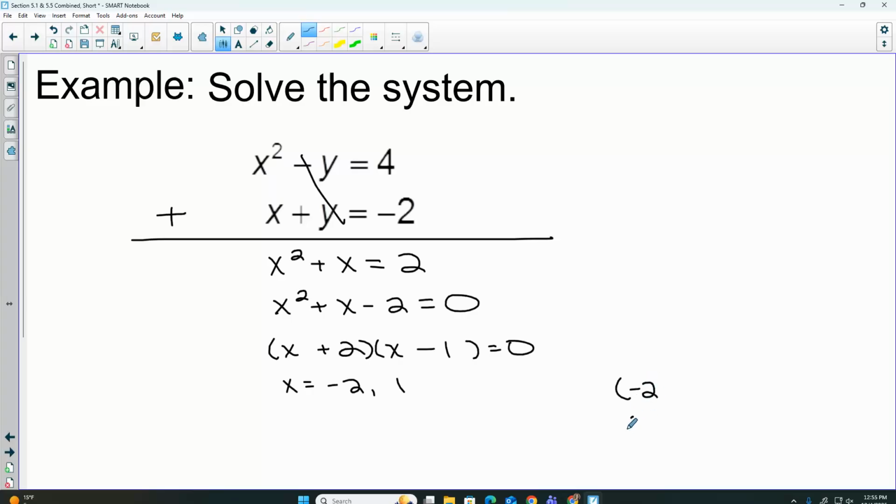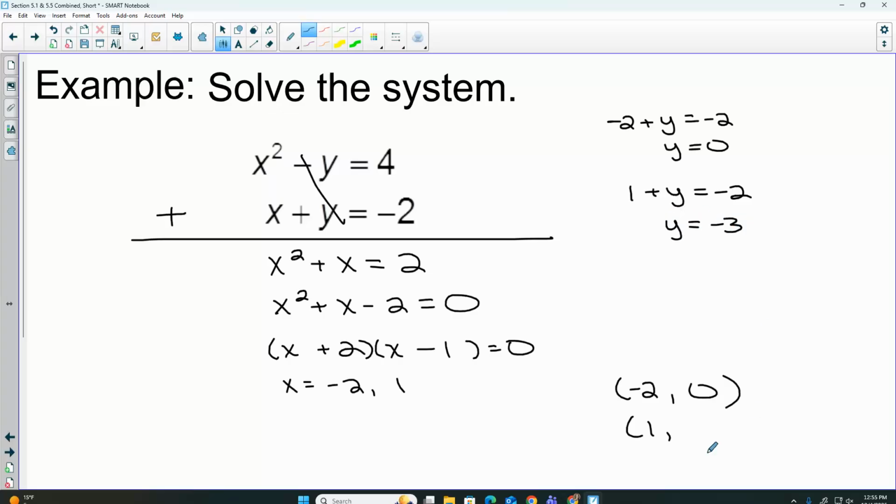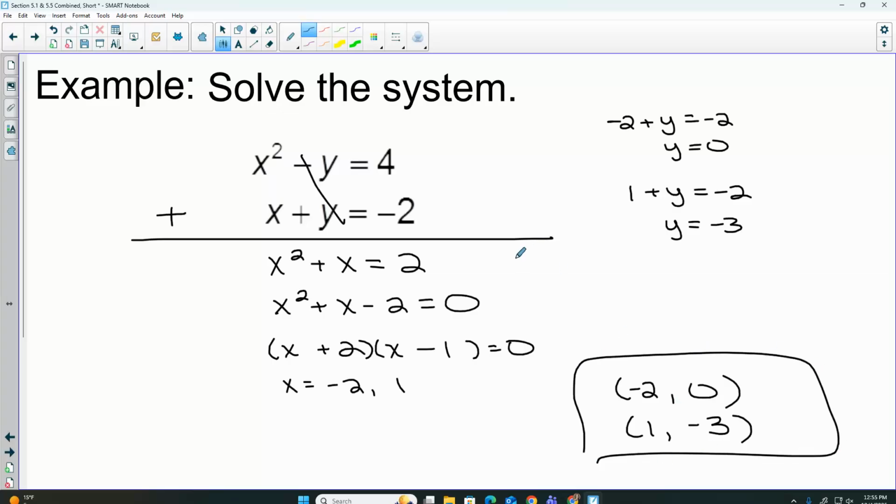That means we have 2 points. You have to get y for both of them. So to do that, you just plug your x into one of the equations. Doesn't matter which one. If I go with the second one, and I add my 2 over, I just get y equals 0. -2, 0 is a point. If I plug in my 1, I subtract that over, I get my y to be -3. So we have 2 points, -2, 0, and 1, -3. And again, you can check those, you plug them in for both equations. Both points make both equations true.